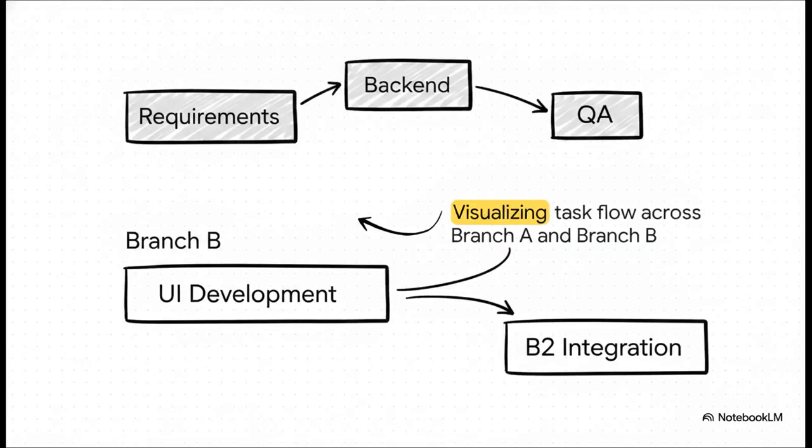So, when we visualize that raw data, we get this living network diagram. You can clearly see branch A progressing right across the top, going from requirements to back-end and over to QA. Meanwhile, branch B, UI development, runs parallel right along the bottom. But the absolute crucial point here is that final integration task, B2. It literally cannot even begin until both back-end coding and UI development are 100% finished.